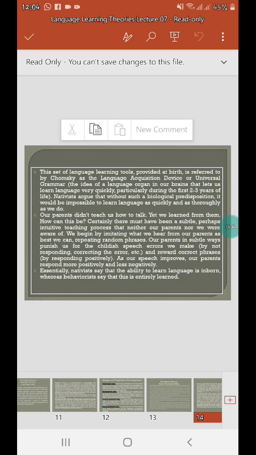Nativists argue that without such a biological predisposition, it would be impossible to learn language as quickly and as thoroughly as we do.